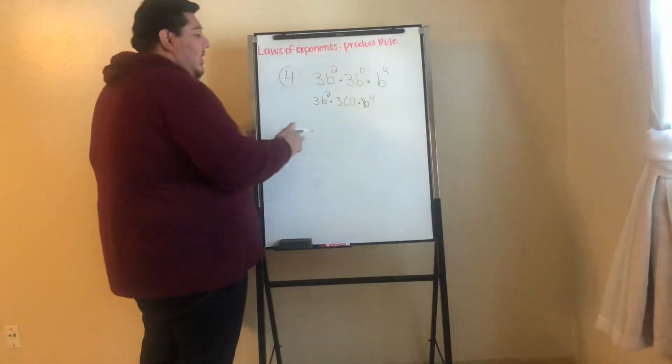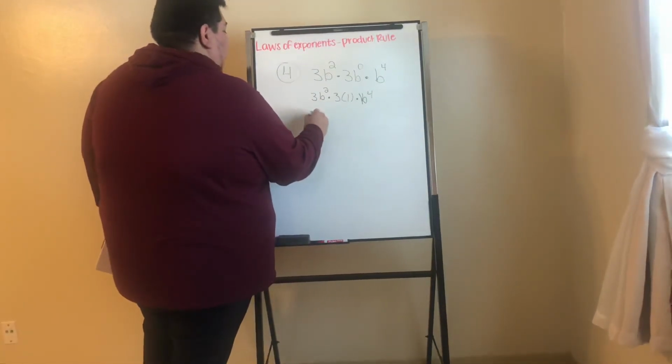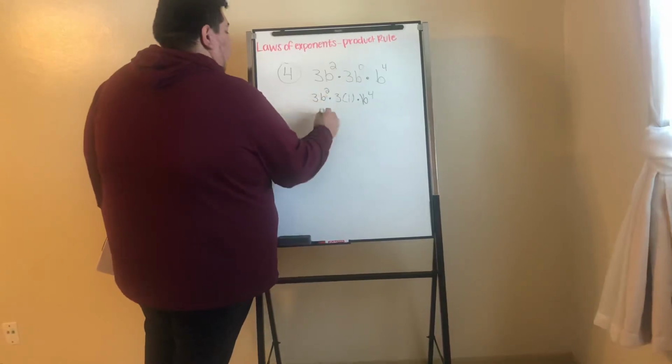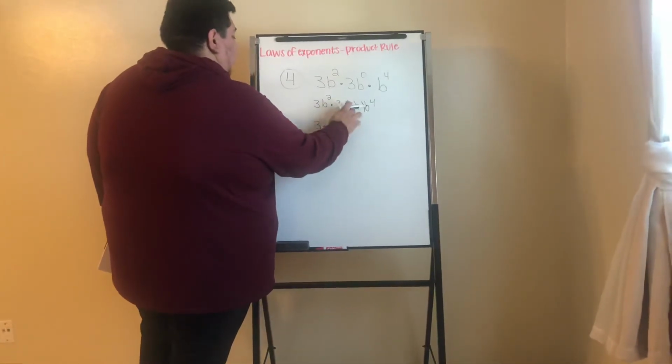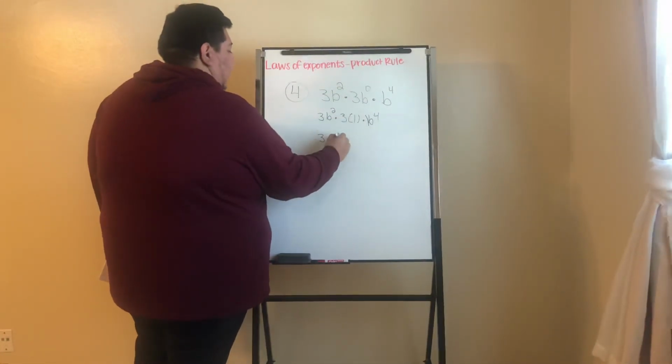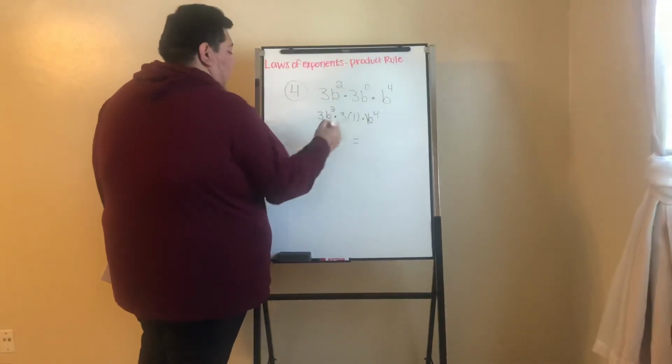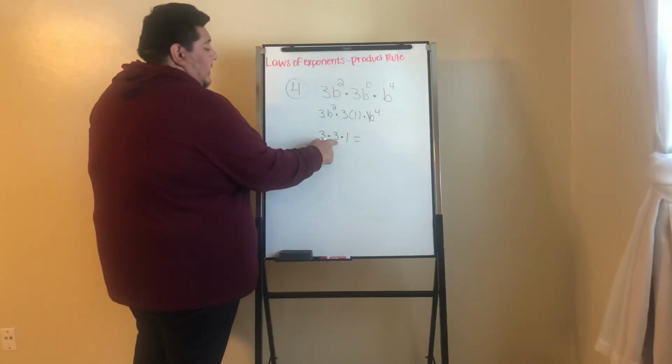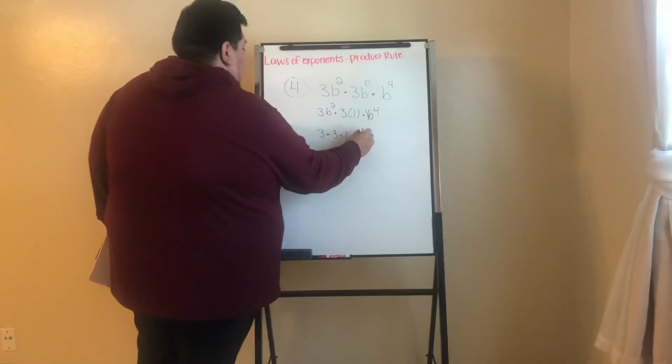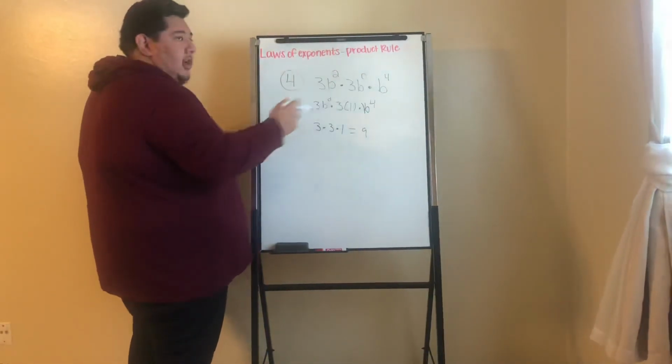And now let's begin. My coefficients being 3 times 3 times 1, which is still 3, times another 1. And now let's get that complete. 3 times 3 is 9. 9 times 1 is still 9. And now let's combine all our exponents.